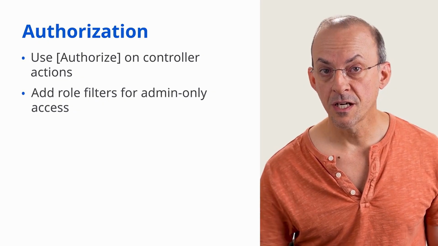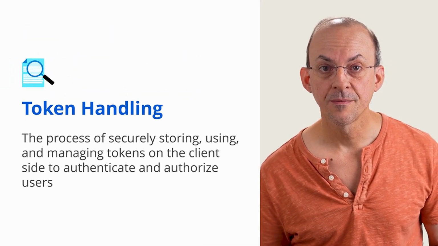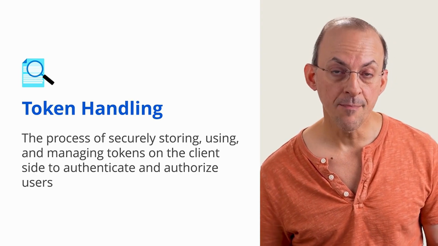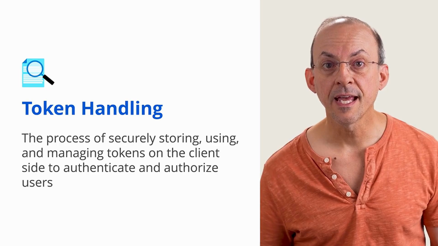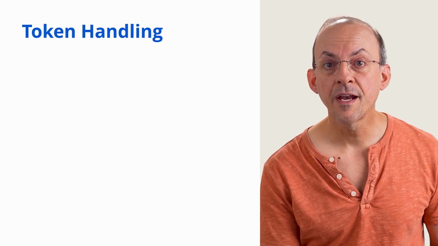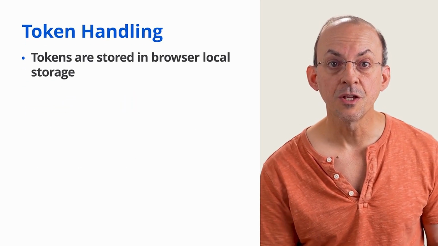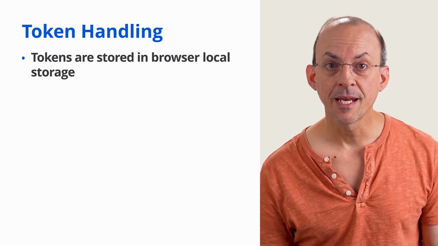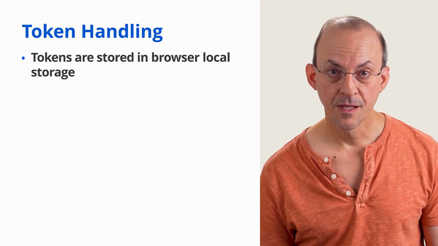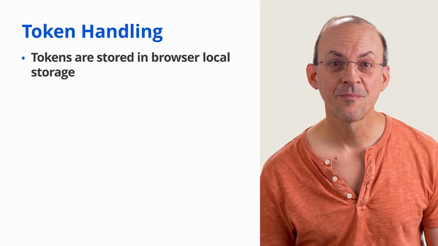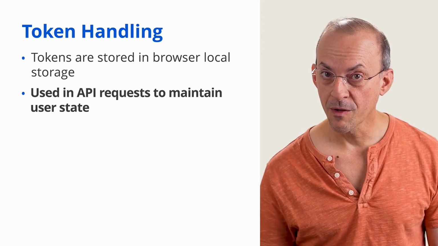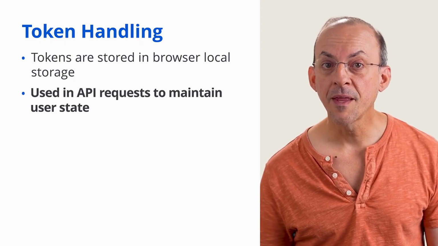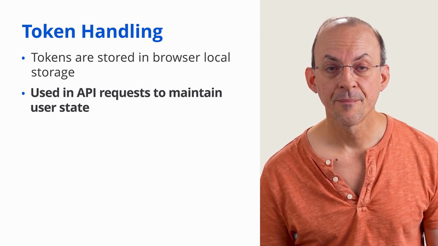Once you set up authentication and authorization, you need a way to handle tokens. Token handling is the process of securely storing, using, and managing tokens on the client side to authenticate and authorize users. On the front end, you'll store the token in browser storage and use it to access protected routes. Your Blazor UI will show different content depending on the user's login status and roles. This makes your interface dynamic and secure. These tokens are used in API requests to maintain user state. This helps your app recognize who's signed in and update the UI in real time based on that identity.